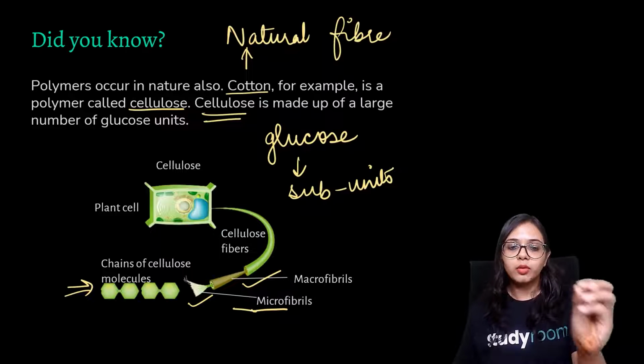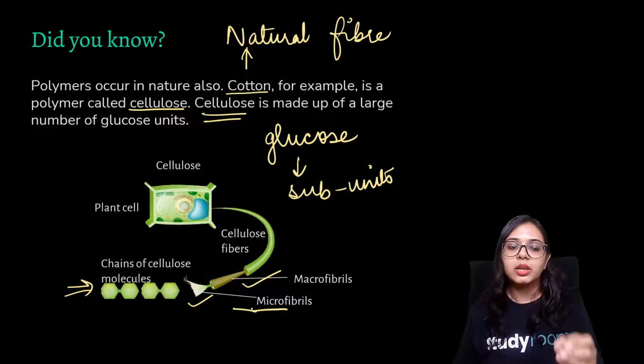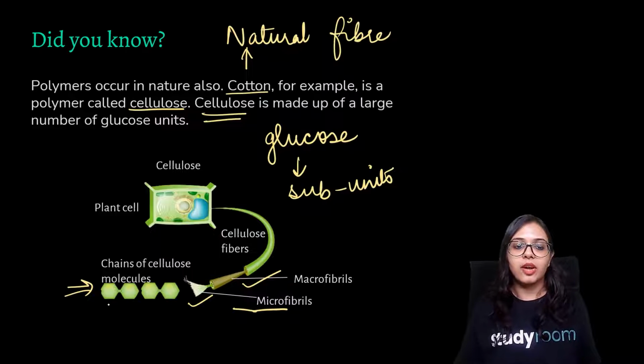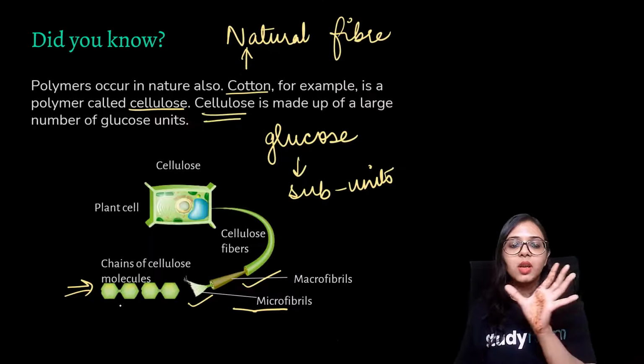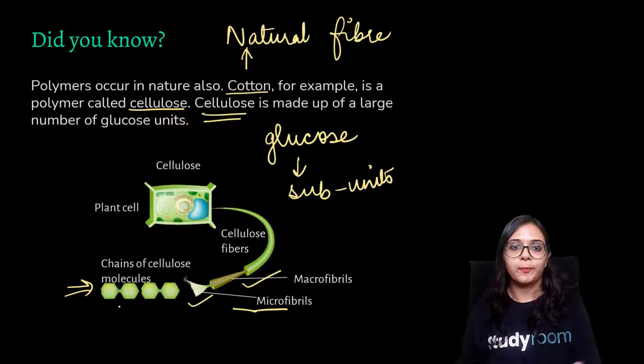So ultimately cotton is a fiber, right? And you can see here in this diagram that cotton is made up of these chains of cellulose. So cotton, by definition, is a polymer.